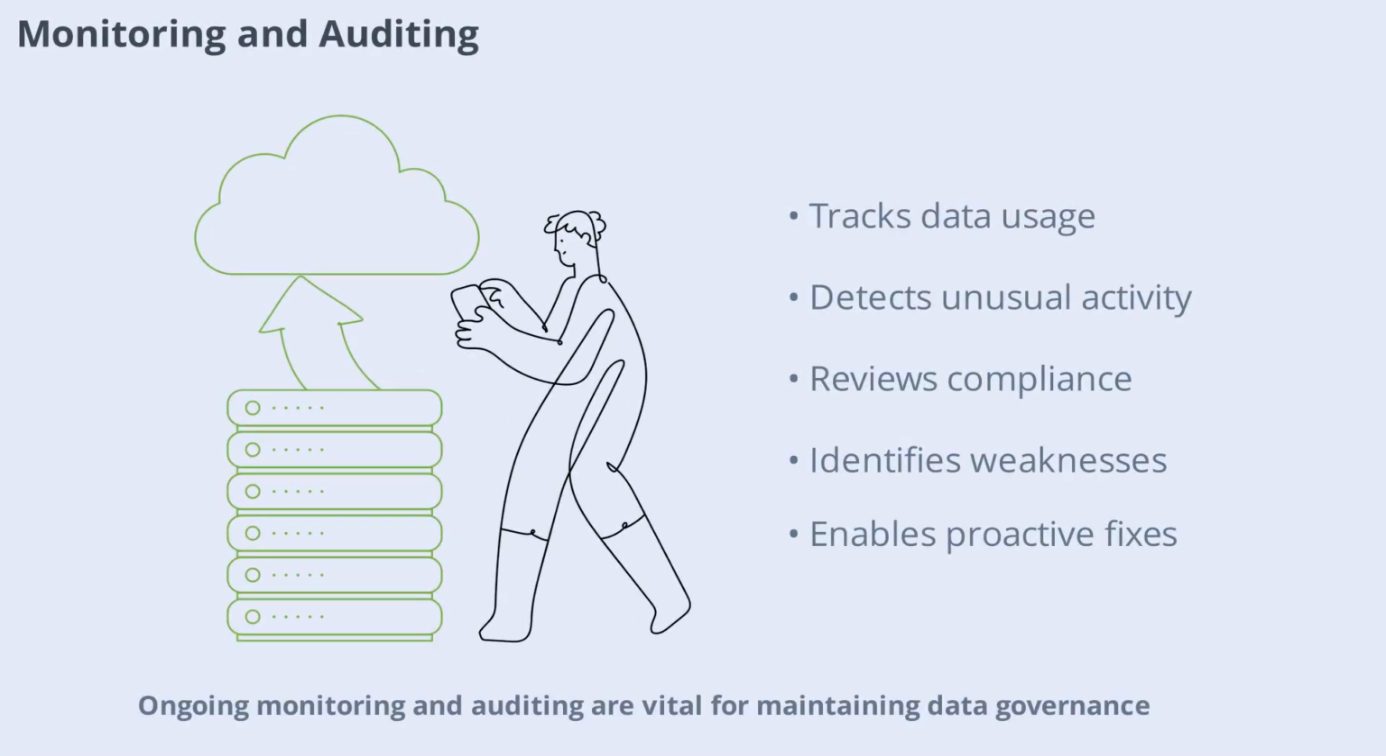Ongoing monitoring and auditing are vital for maintaining data governance. Monitoring tools track data usage and detect unusual activity, while audits review compliance with policies and regulations. Regular audits help identify gaps or weaknesses, allowing organizations to address issues before they become serious problems. This proactive approach keeps data secure and ensures ongoing compliance with laws and standards.